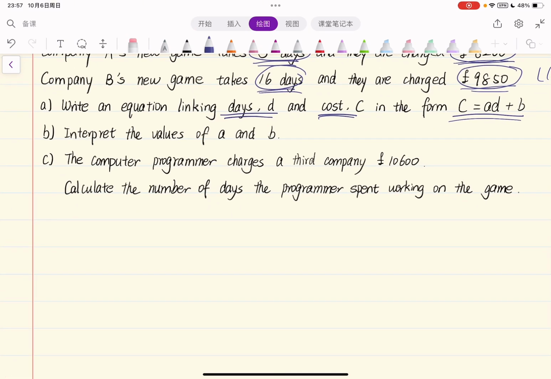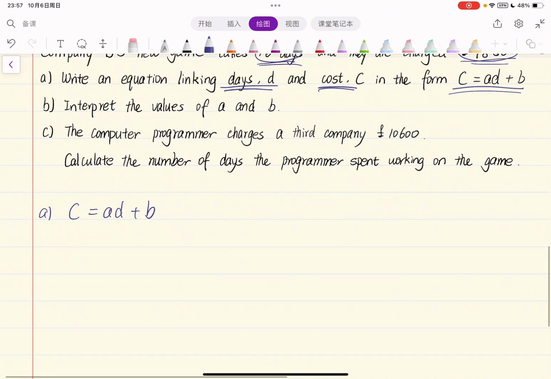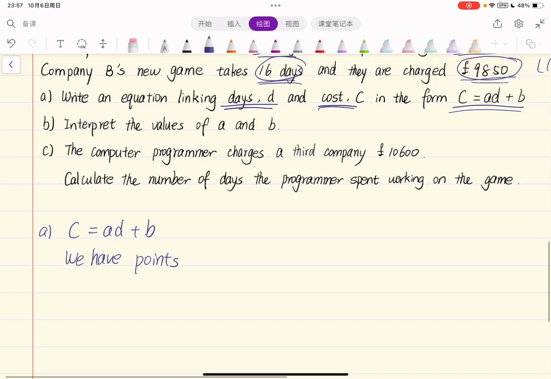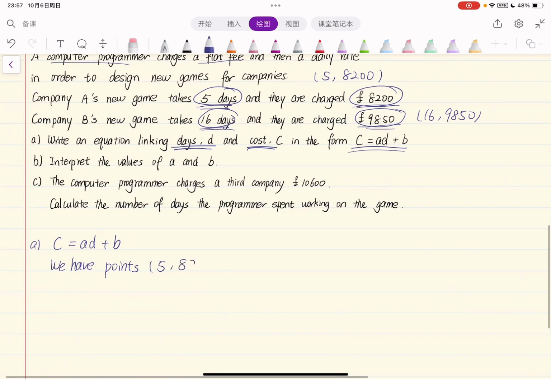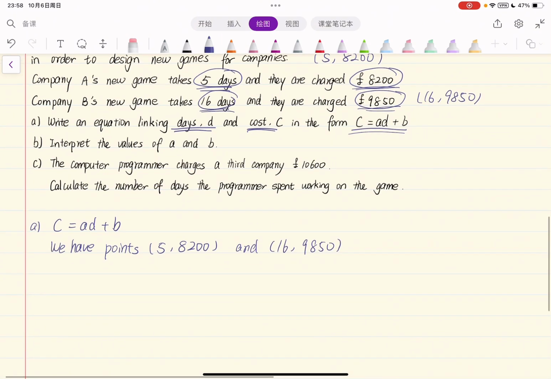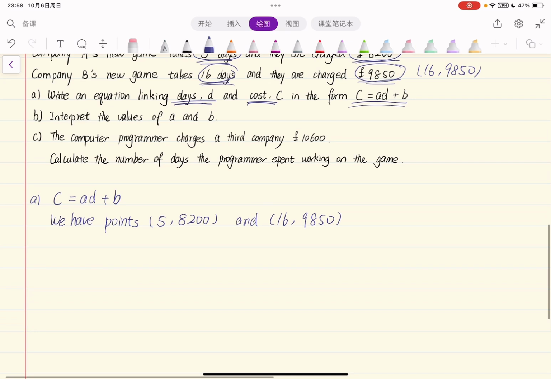We can write that C equals AD plus B, and we have the points (5, 8200) and (16, 9850). We substitute them into the equation, and we get the simultaneous equations. We have 8200 equals 5A plus B, and another one is 9850 equals 16A plus B.